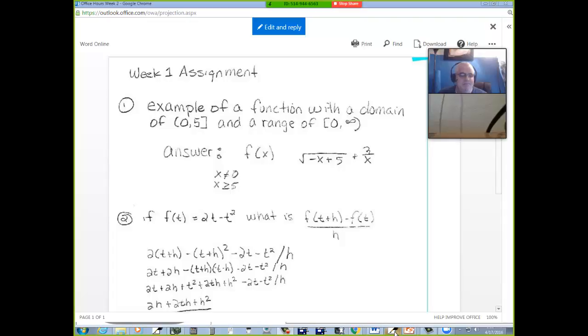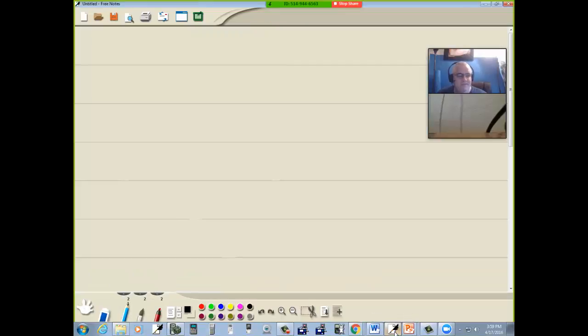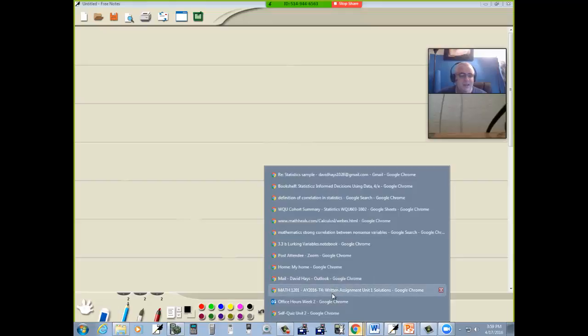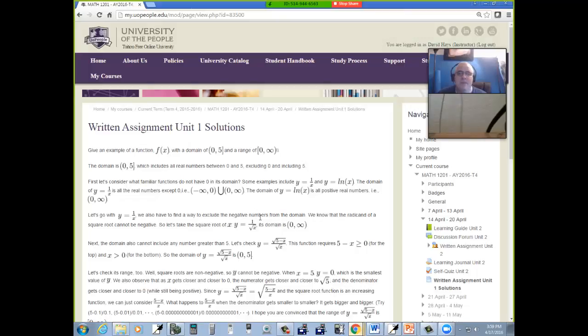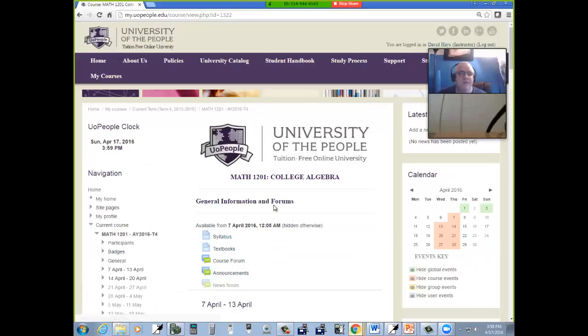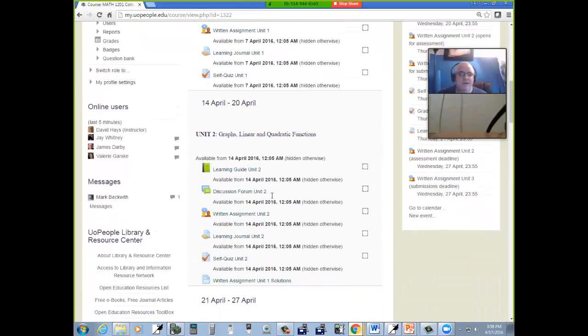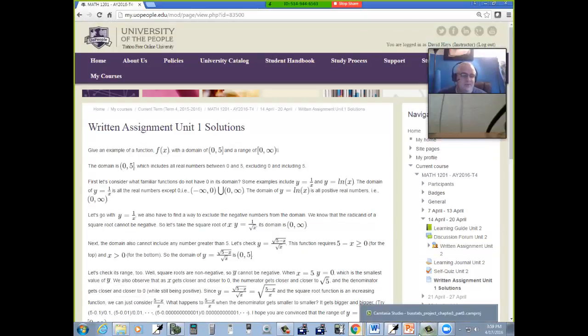Yeah, I got it up and we'll take a look at it. Now I'll show you where the official explanation is. Under Unit 2, you'll see the written assignment for the Unit 1 solutions here. And so I refer to the previous one. Now that doesn't necessarily always give you the explanation you need though.